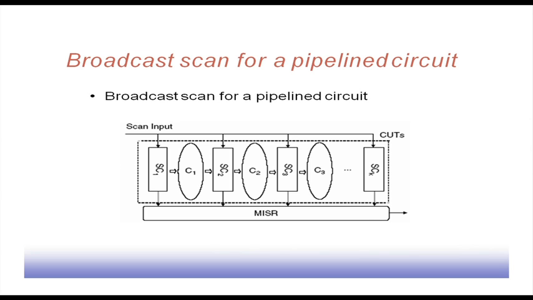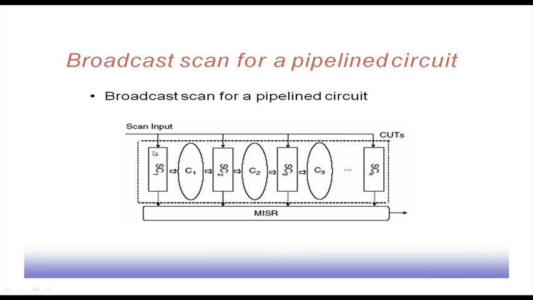It can also be used for a pipeline circuit. In a pipeline circuit, we have pipeline stages C1, C2, C3, and in between the pipeline stages we have registers which hold the inputs and outputs of the pipeline stages. SC1 consists of the register which feeds values to C1. Similarly, the outputs of C1 are stored in the register SC2, and it goes on that way. For the scan mode of operation, these registers are converted into scan registers by converting the normal flip flops into scan flip flops.